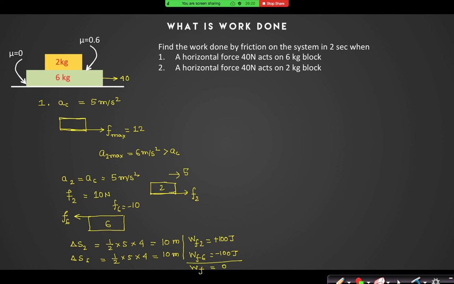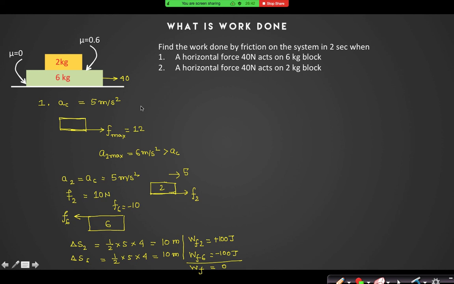Like, I took the net force to be 0. He directly said that the net force is 0, so the net work done is 0. But that is not always true. In the next question, you will see that although the net force is 0, the net work done is not 0. Here it works because they move together. Yes, here the displacements are same. That is why it is 0.